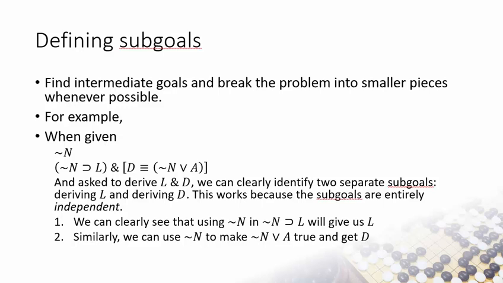Correspondingly, how do I derive D? Well, if I look at the other half of the conjunction in premise 2, D is equivalent to not-N or A. Then I see that I can get to D if I can get to not-N or A. Well, I already have not-N. By using disjunction introduction, I can get not-N or A, and then I can cross the equivalence, the material biconditional, and get D. Now I have L and D. I sandwich them together by using conjunction introduction, and I'm done.